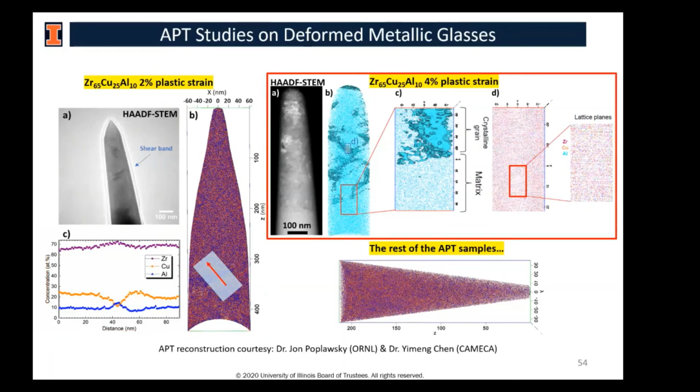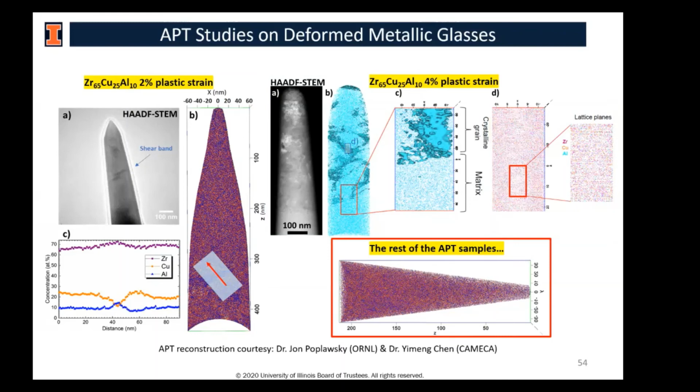In the sample with 4% plastic strain, TEM and APT results show crystallization in the shear band region. Iso-concentration curves are created from the data to show areas of higher and lower concentrations. When you zoom in close enough on the crystalline areas, lattice planes can be observed in the reconstruction. Other APT samples in this series with lower strain did not show chemical inhomogeneity.